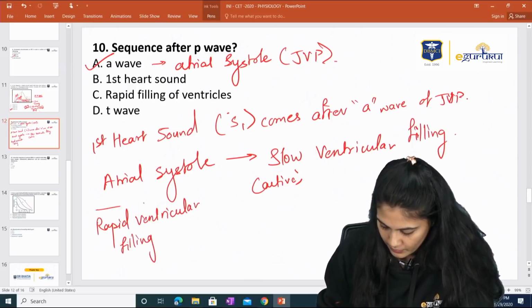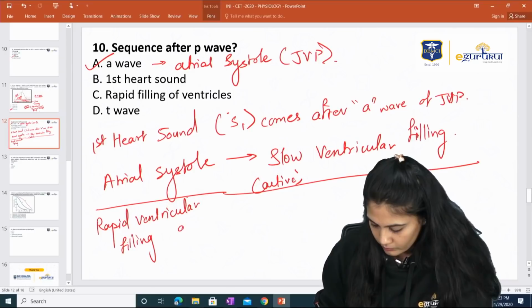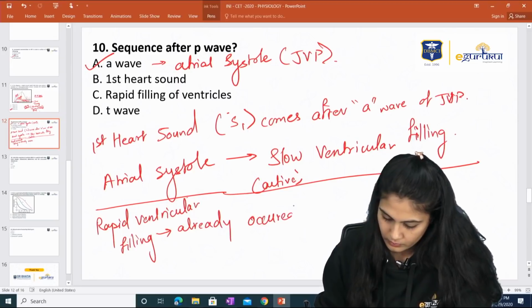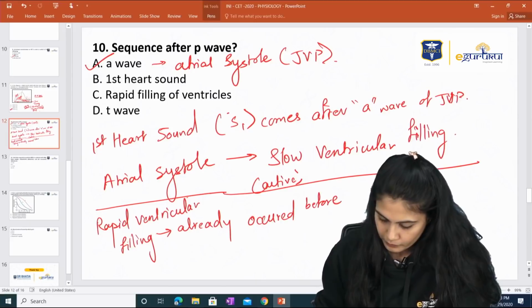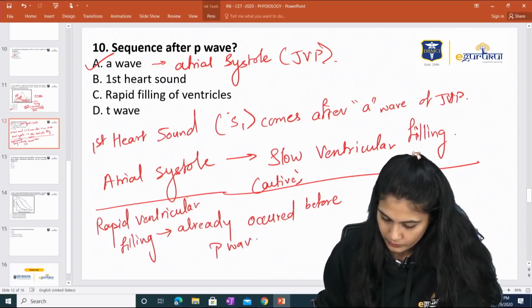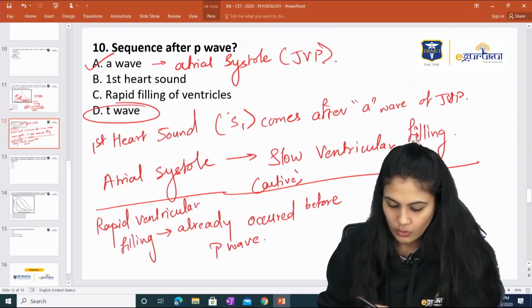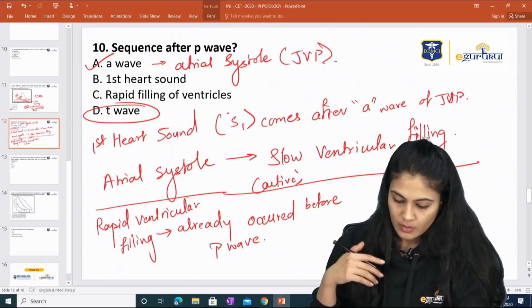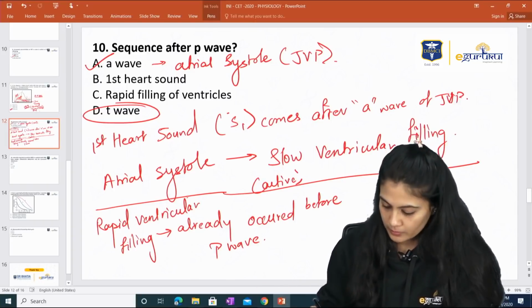The rapid ventricular filling has already occurred before the P wave. Before the P wave, right? What about the T wave? Obviously, which is very obvious, the T wave comes before the P wave and too long after the P wave, right?